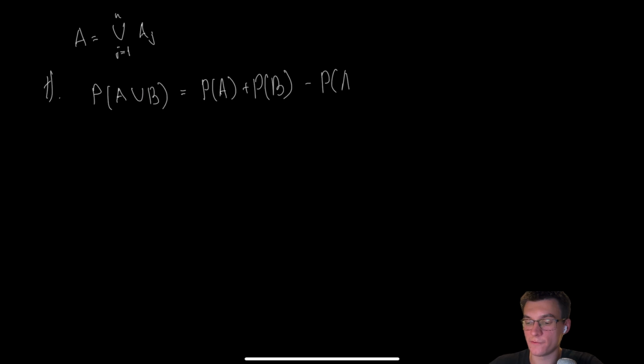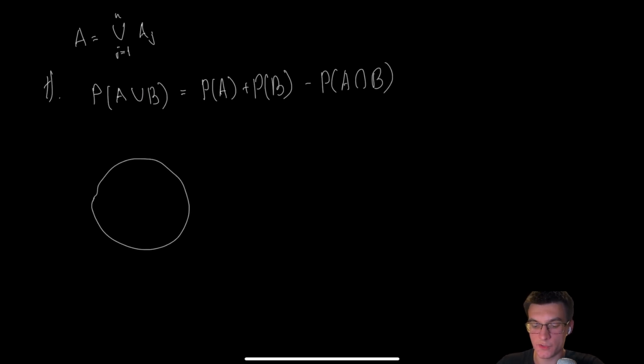Alright, let's go next. Let's suppose we have two events, and they may not be mutually exclusive. We're not sure if they are mutually exclusive or not. We have event A and event B, then the probability of the union of A and B equals the probability of A plus the probability of B minus the probability of A intersection B, and it can easily be shown using the Euler diagram.